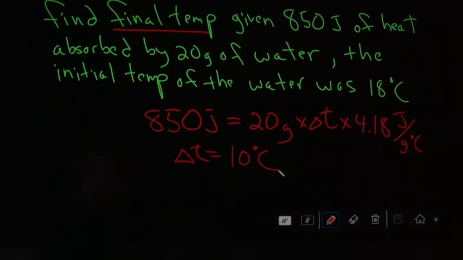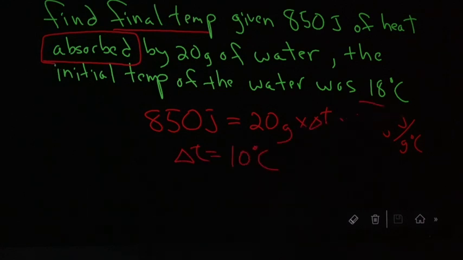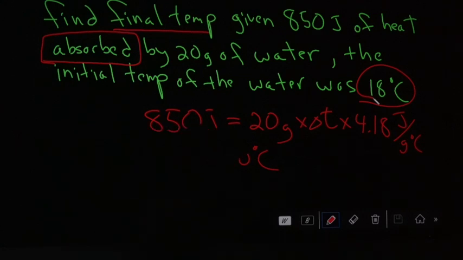Then you have to go back up into the equation and see what about the heat. Was it absorbed or released? Because if it was absorbed, that means the temperature is going to go up to the final. If it was released, that means the temperature is going to go down to the final. So look, it says absorbed. So you know the temperature is going to go up. It started at 18 degrees. You're going to add 10. So your answer here is 28 degrees centigrade.